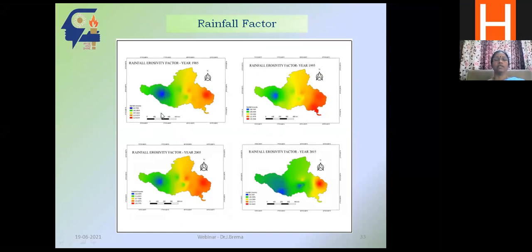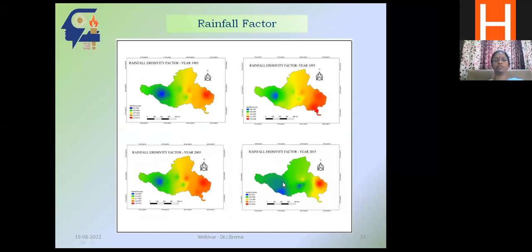And the rainfall for these 4 decades was also obtained: 85, 95, 2005, and 2015. Of course, we don't have any control over this. So we just found out the rainfall for various stations and we prepared a map. The data was given and we prepared this map.